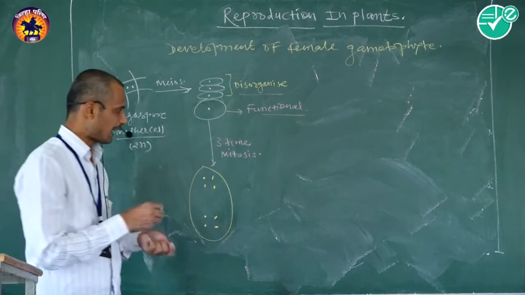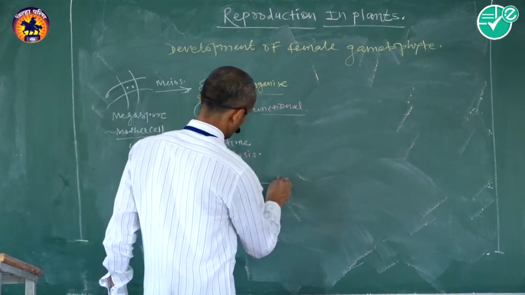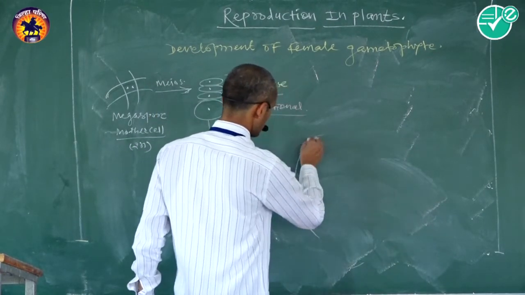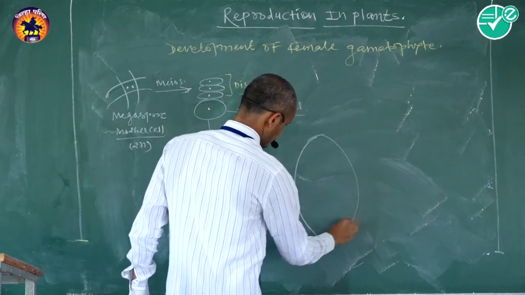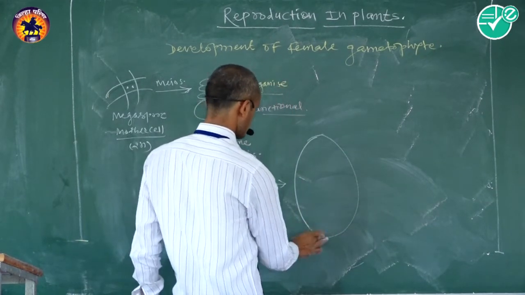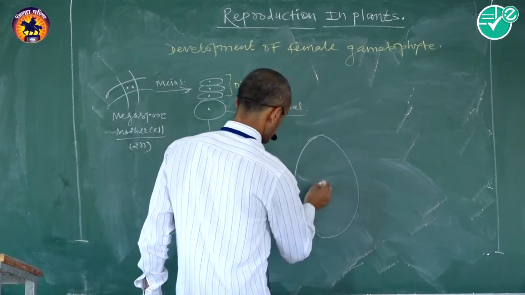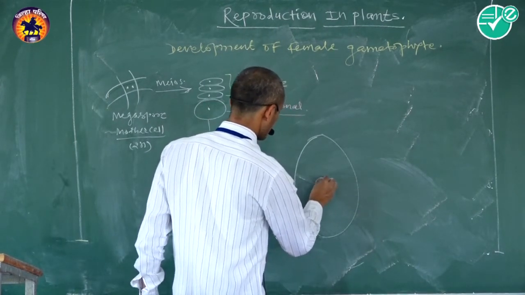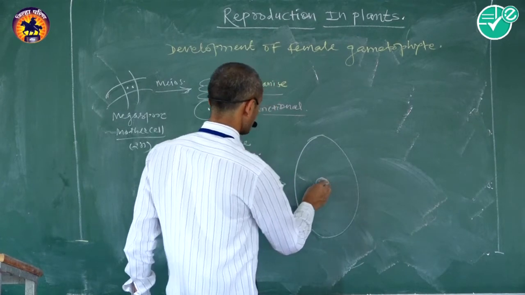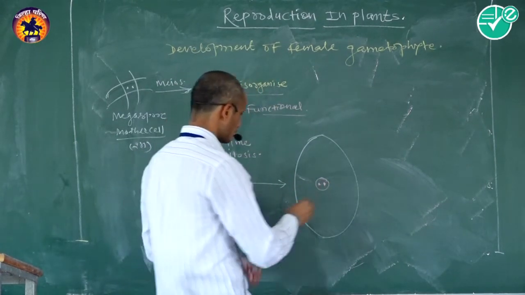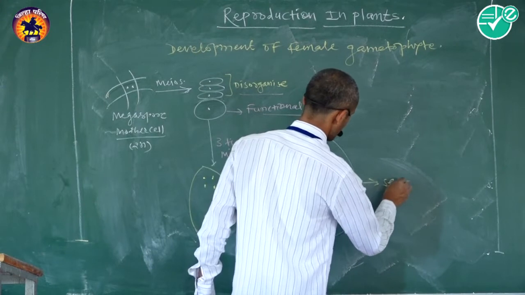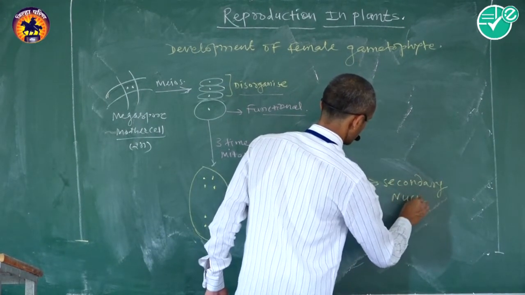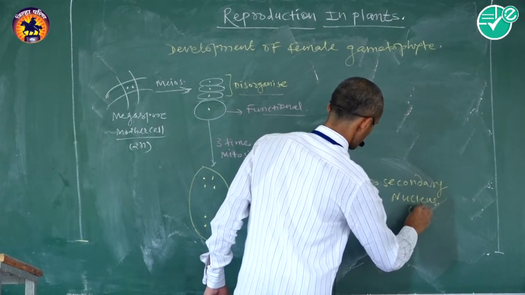Then at each pole, one cell migrates towards the center and they fuse. That is called the secondary nucleus, which is diploid.